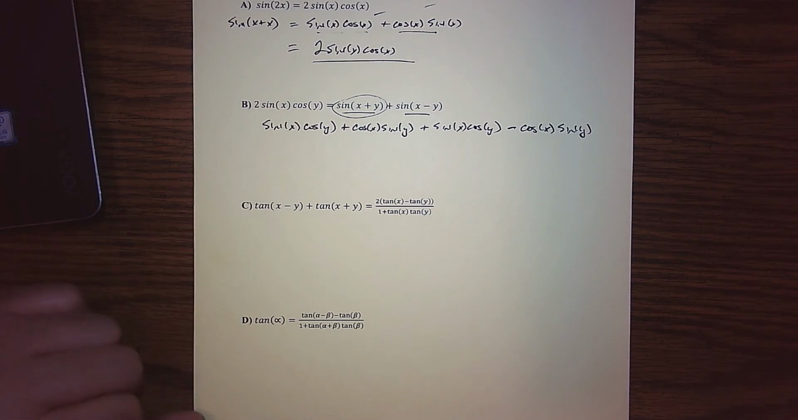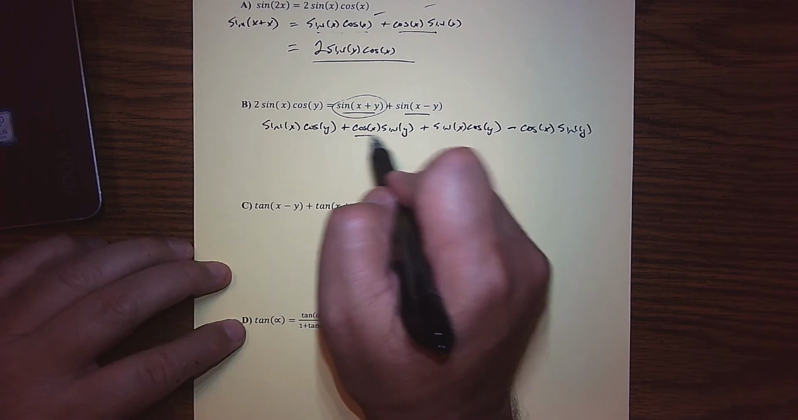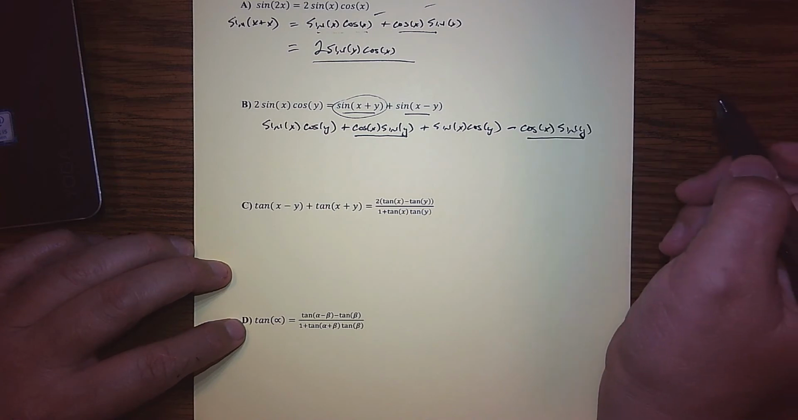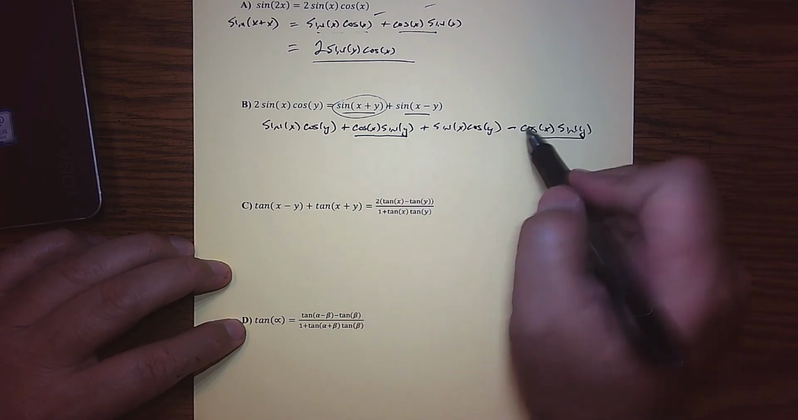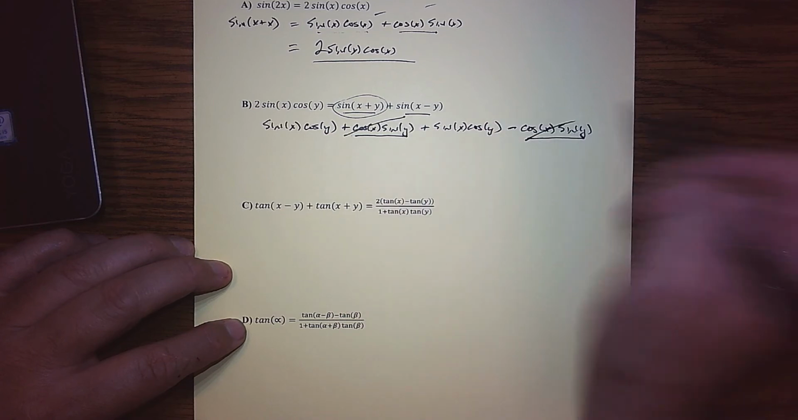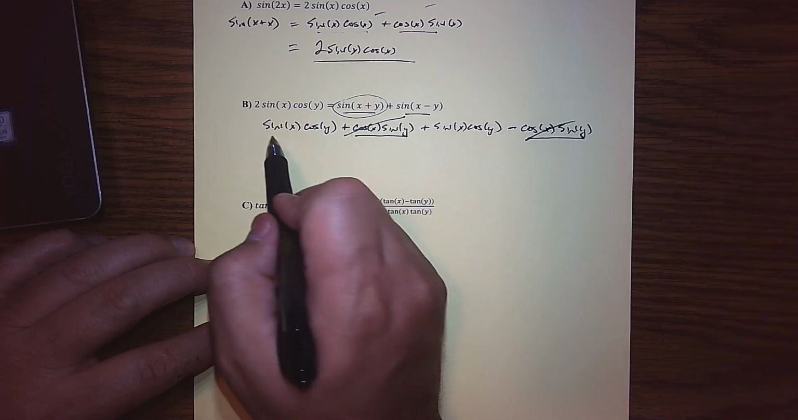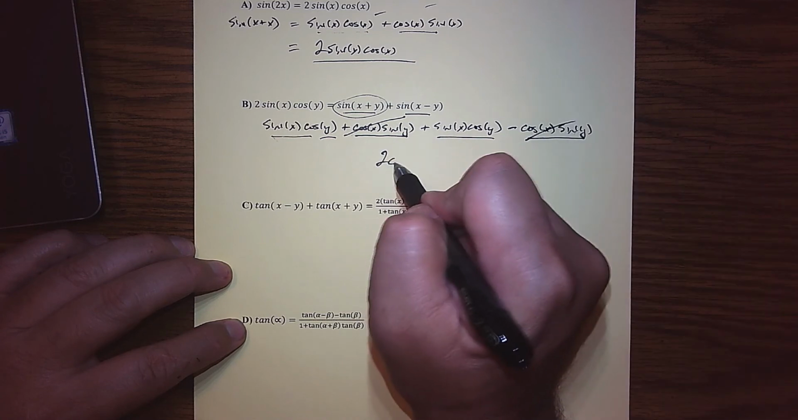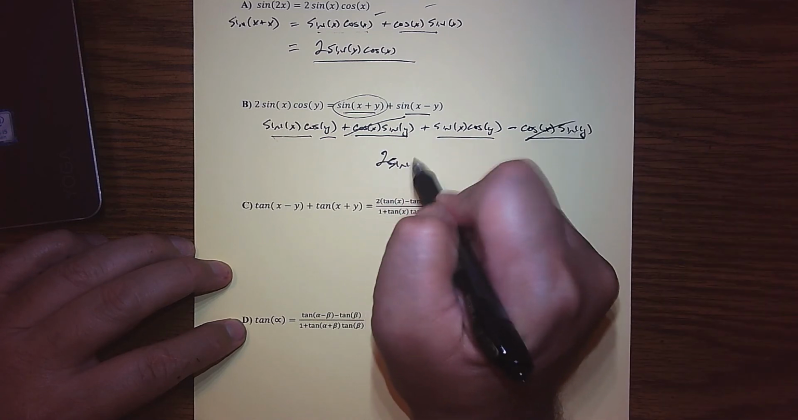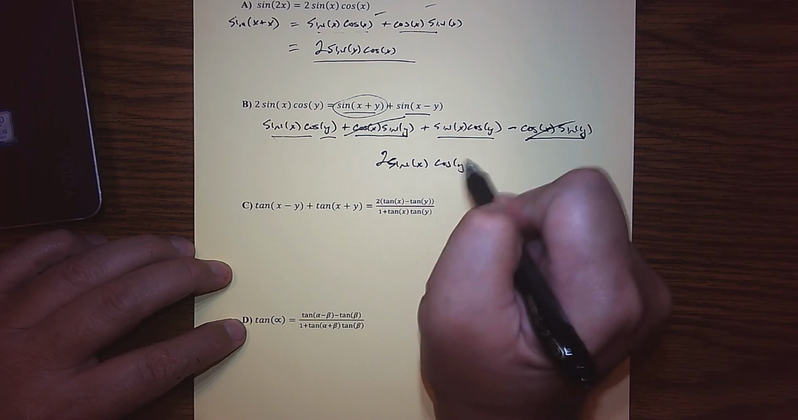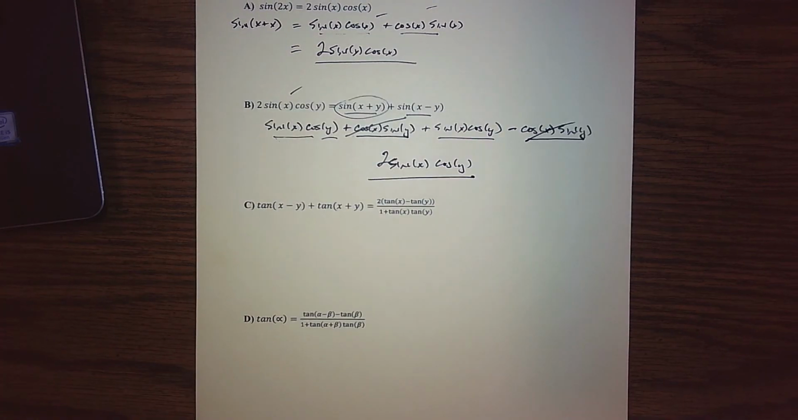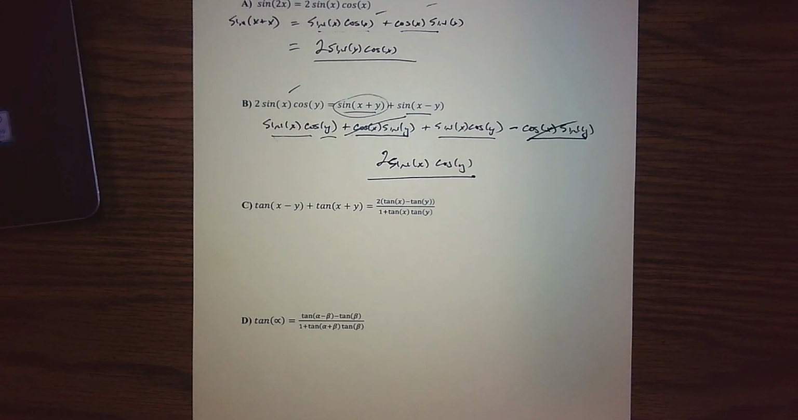And looking at this real closely, here's a cosine x sine y, and there's a cosine x sine y, but one's addition, one's subtraction. So those cancel each other out. And then sine x cosine y, sine x cosine y, well, that's the same product occurring twice. So we've nailed that. That's what's on that other side. So we're off and we're ready to go.